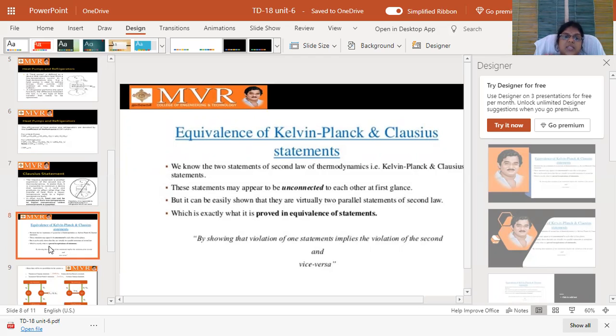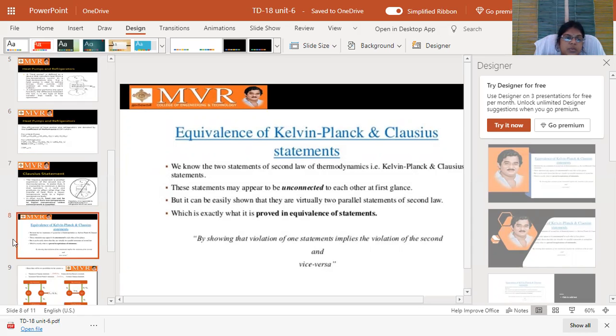So the equivalence is nothing but this: both are taken from the second law of thermodynamics. At first glance both are unconnected, but the two statements are parallel to each other. We take the two statements and we are going to prove exactly that. That is the equivalence, the same parallel statements of the second law of thermodynamics, which we prove by showing that violation of one statement implies the violation of the second.